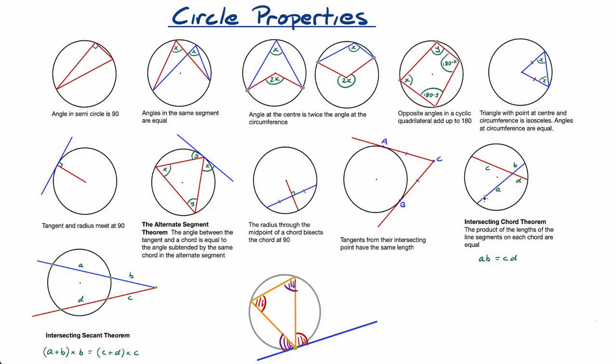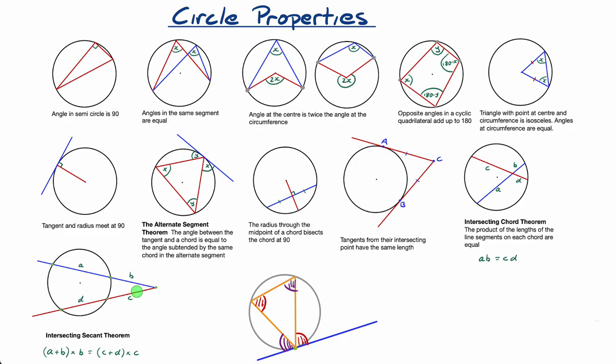Okay, this is the intersecting chord theorem. So when two chords intersect, a chord is just a line going from one side of a circle to another. And when they intersect, then the product of the lengths of the line segments on each chord are equal. So look, I've just written it here. A times B, this times this, equals this times this. That's all it means. A times B equals C times D.